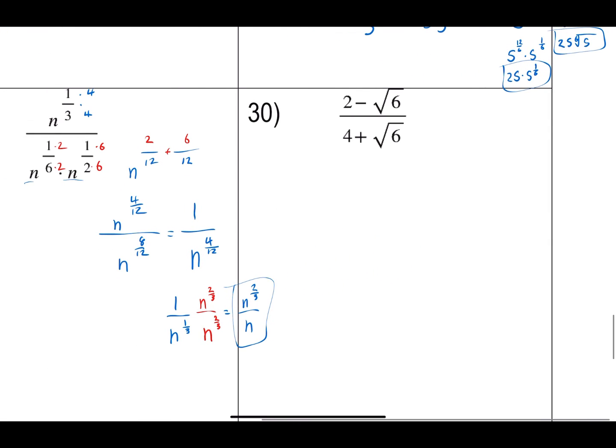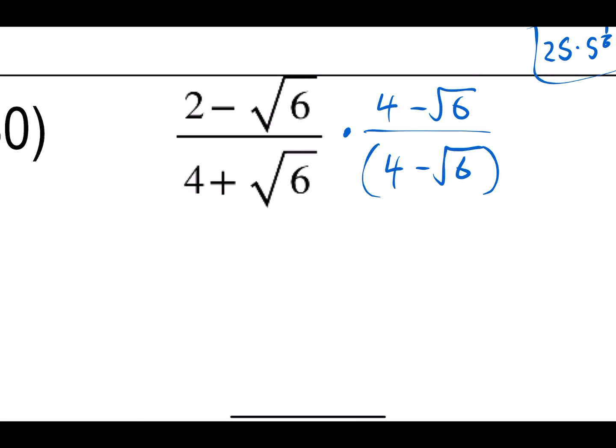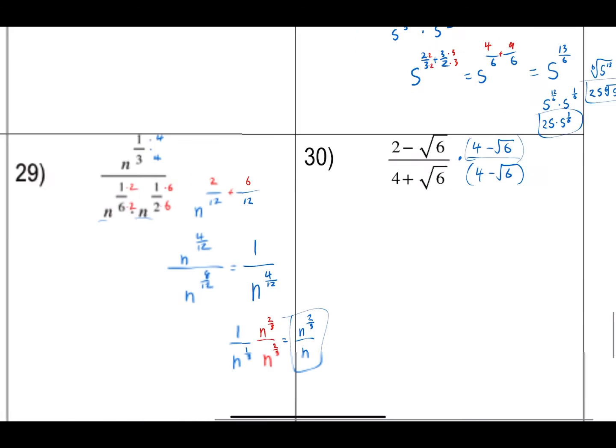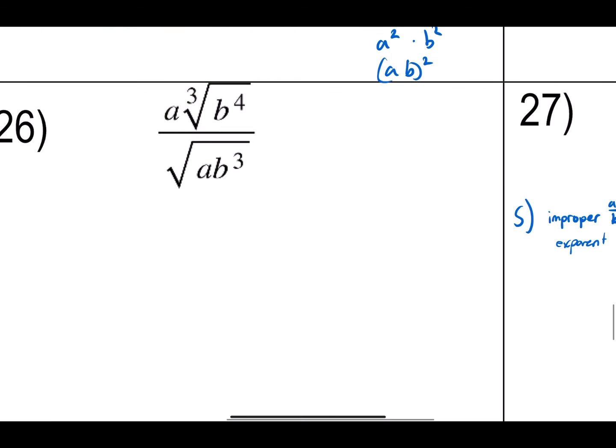30 won't be on the test. Old school rule of how do you rationalize this denominator? Multiply it by its conjugate, which is 4 minus the square root of 6. Important thing to know, but not on this test, so I won't go over it. 26, however. Lots of like bases.